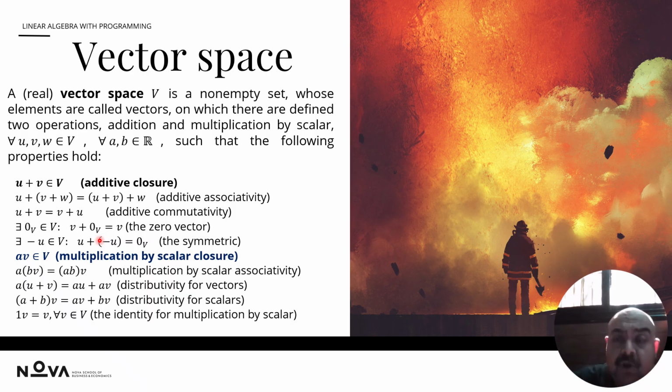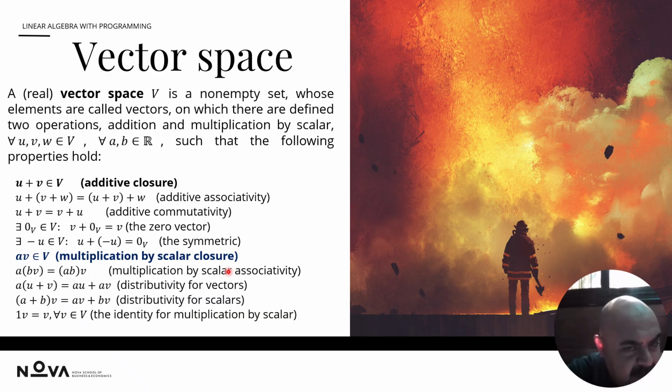The negative value is called the symmetric vector of any vector. So if I have, for example, a vector in R3, which is 2, 3, and 4, the negative vector will be -2, -3, -4. Once you add them together, the result will be 0. So this is really very important.